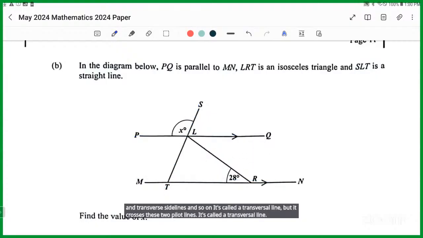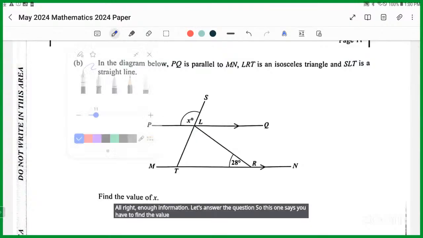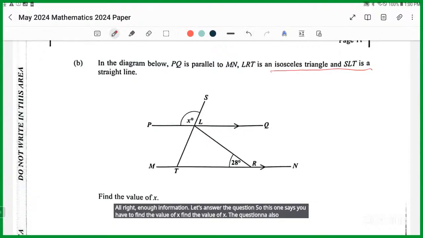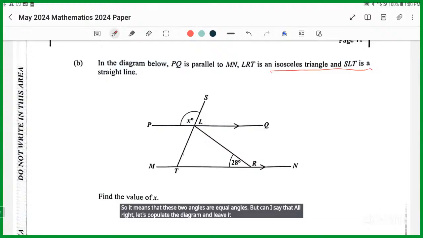All right, enough information. Let's answer the question. So this one says you have to find the value of X. The question also told us that we have an isosceles triangle. Let's finish it. It said that this triangle, LRT, this one, they say it is isosceles. So clearly it is these two sides that are equal in length. So it means that these two angles are equal angles. All right, let's populate the diagram and leave it on the screen. So these two angles equal.